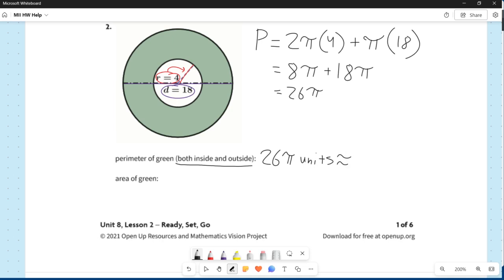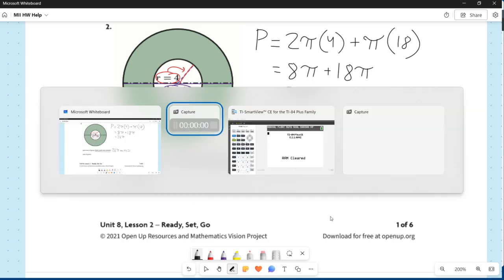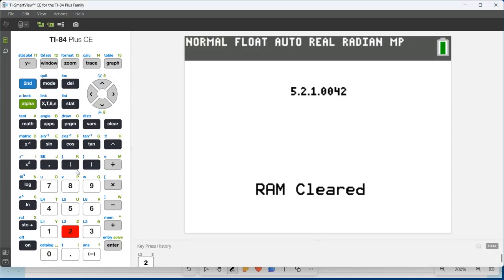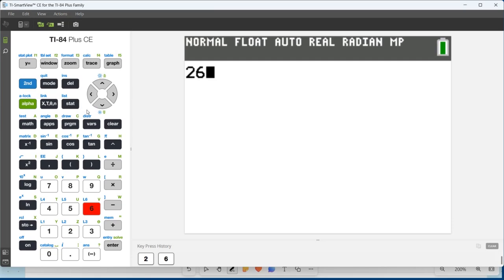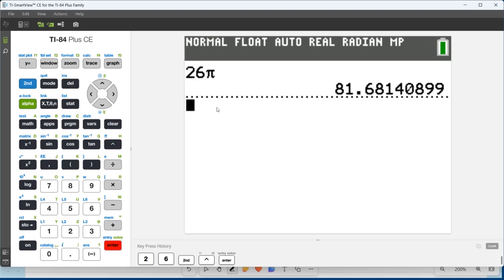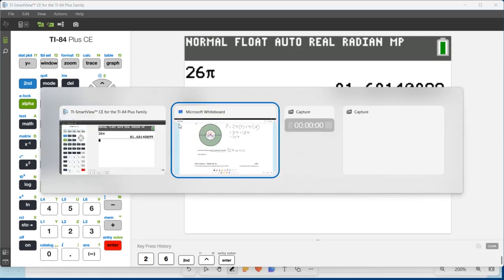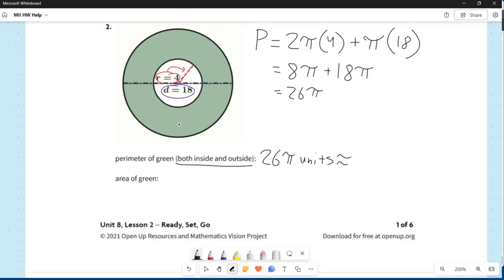And the directions didn't say how to handle pi. So if we want to get an approximate answer here, we can simply say 26 times pi. And if you didn't know this already, pi is actually stored in your calculator. It's above the exponent key on the right. It's in blue. So if you press second and then the exponent key, you get pi. It's a good approximation for pi. And we get 81.68 units.